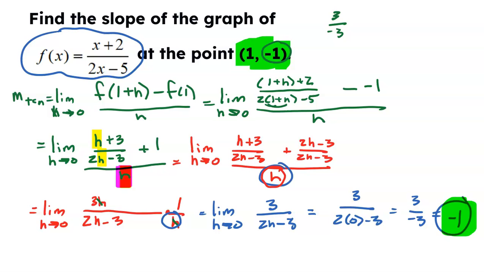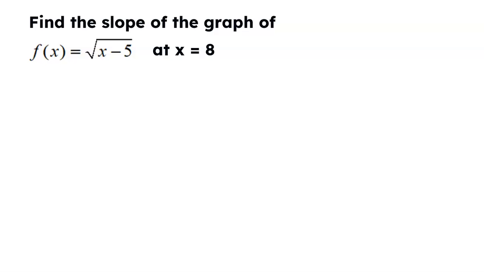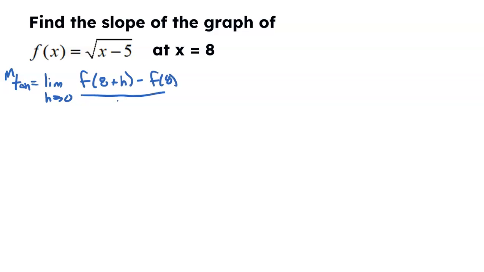So awesome. All right, let's dive into a second problem. Oh, actually, this is the fourth problem. This is a really good one involving square roots. It's going to involve some really good algebra skills. So we're going to dive right into using the formula. The slope of the tangent line is the limit as h approaches 0 of f of, and I'm going to replace it with 8 plus h minus f of 8 all divided by h.